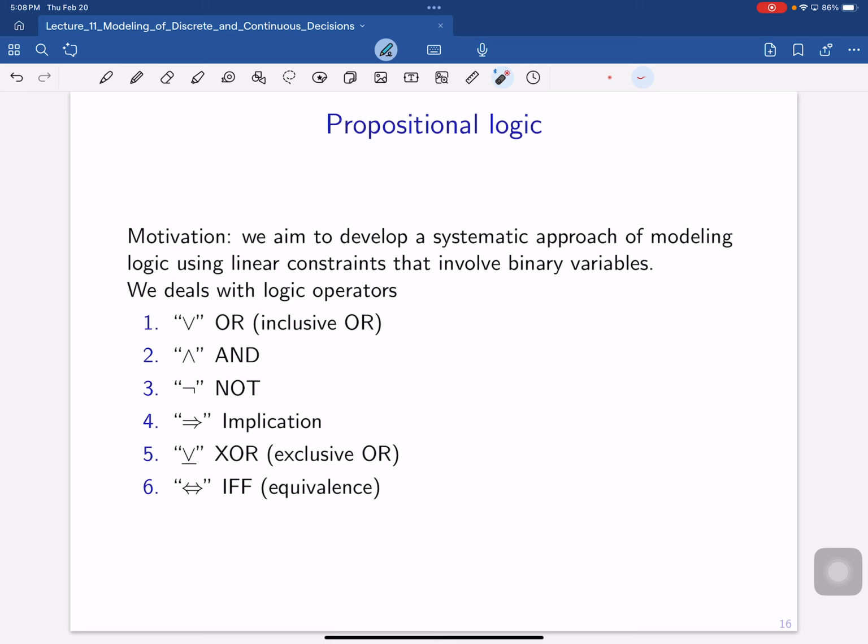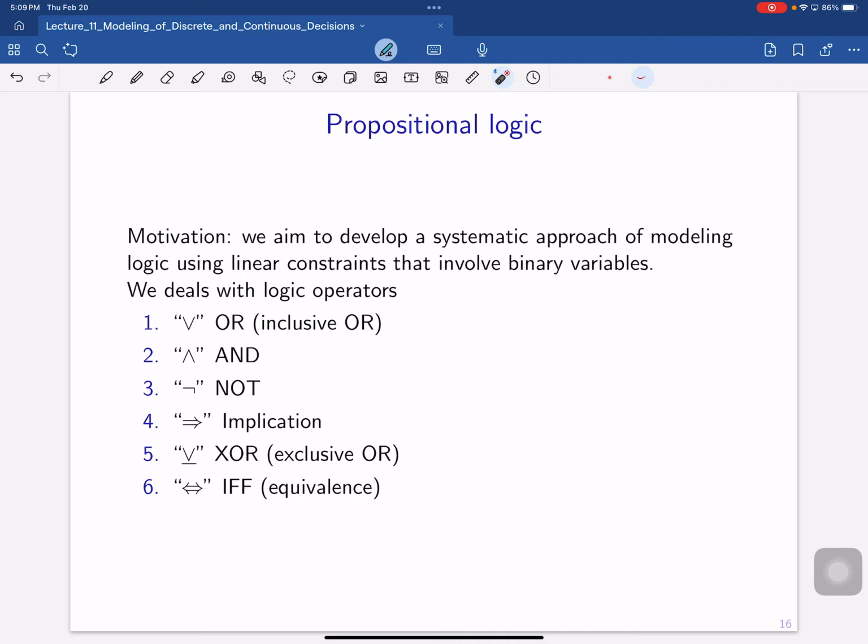Even if you haven't studied this before, I'm sure you have heard about those notations in some previous mathematics class. This notation means logic OR. That means either A is true or B is true, or both of them are true. And this is logic AND, logic NOT, logic implication, exclusive OR. This is equivalence, or if and only if.